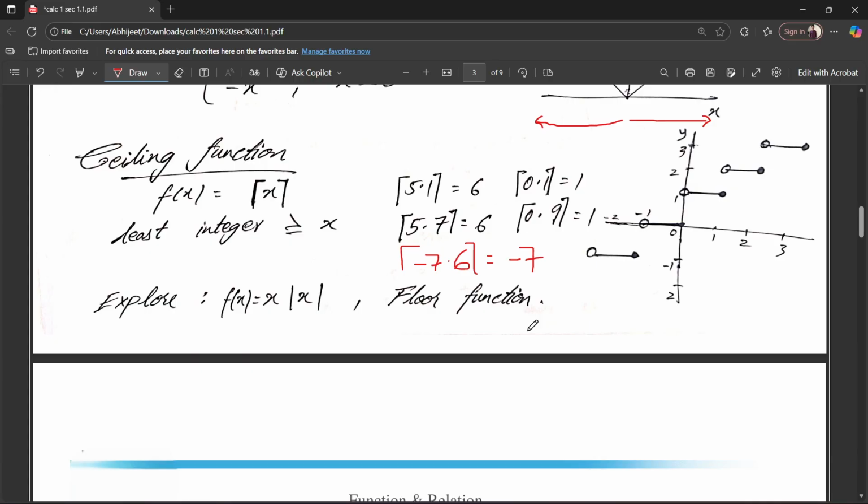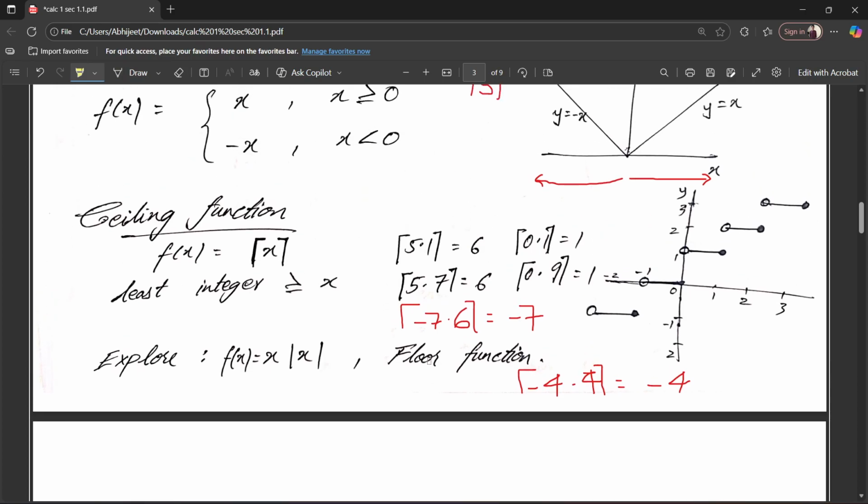Another example, minus 4.4. The ceiling of that is going to be minus 4, because minus 4 is the least integer greater than or equal to minus 4.4. Perfect.